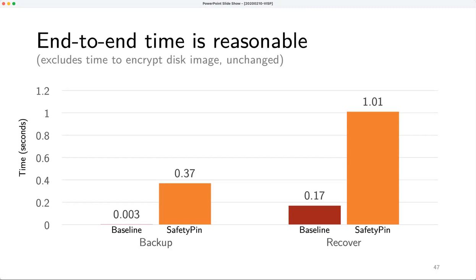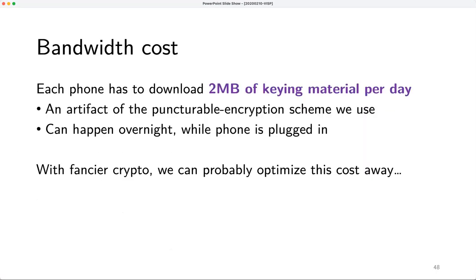Yeah, the cost that's slightly more annoying is the bandwidth cost associated with the system. Because the set of HSMs in the data center is changing, and these puncturable encryption schemes have big public keys, each phone has to download like 2 megabytes of keying material for these HSMs every day. So that's annoying.